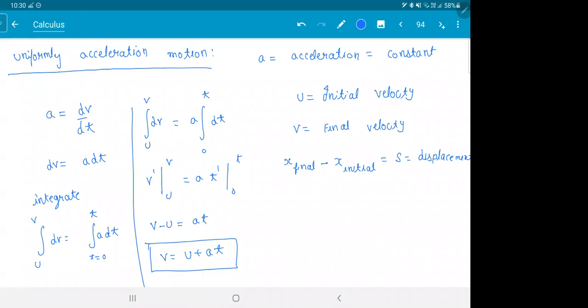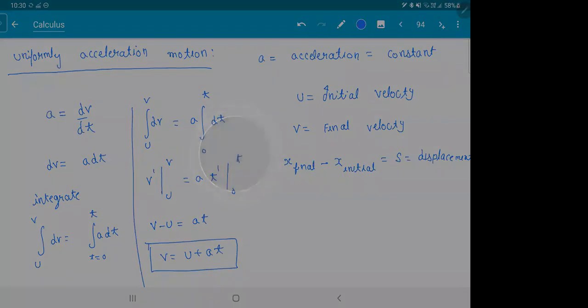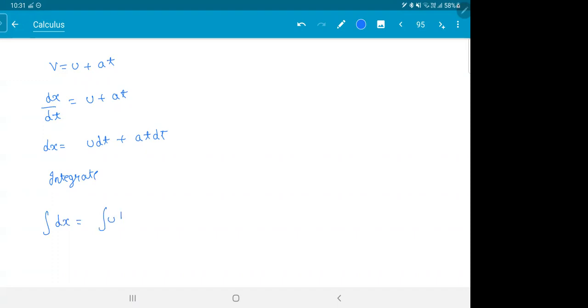Okay, next page. So now we got V is equal to U plus AT. What is velocity? Rate of change of position. So dx on one side and dt on the other. So dx equals u dt plus at dt. Integrate. So integral dx equals integral u dt plus integral at dt.